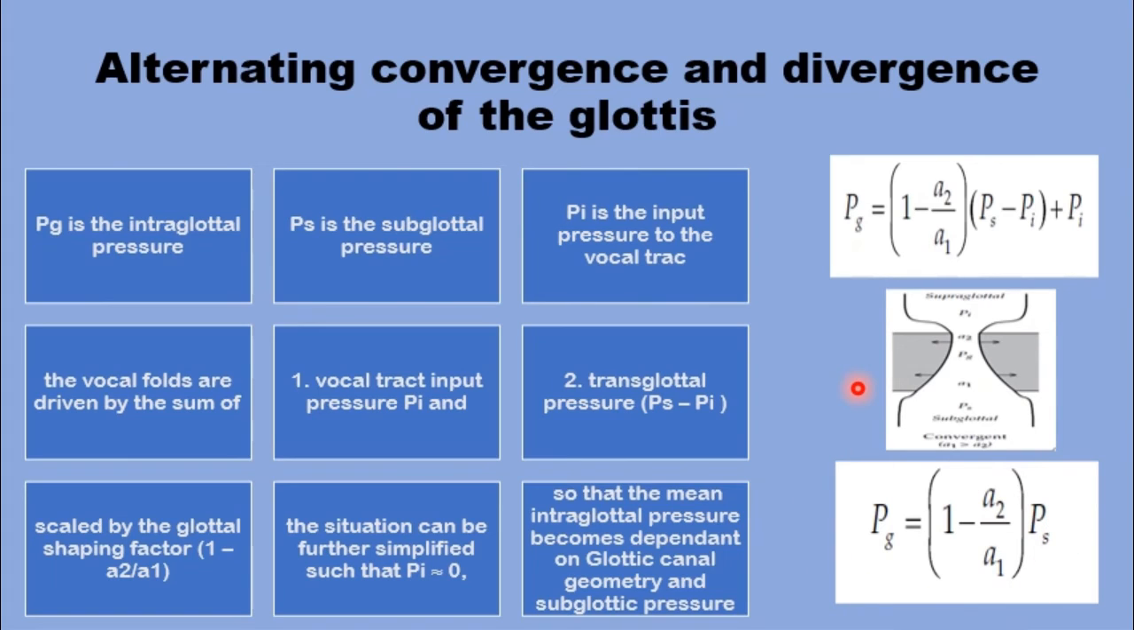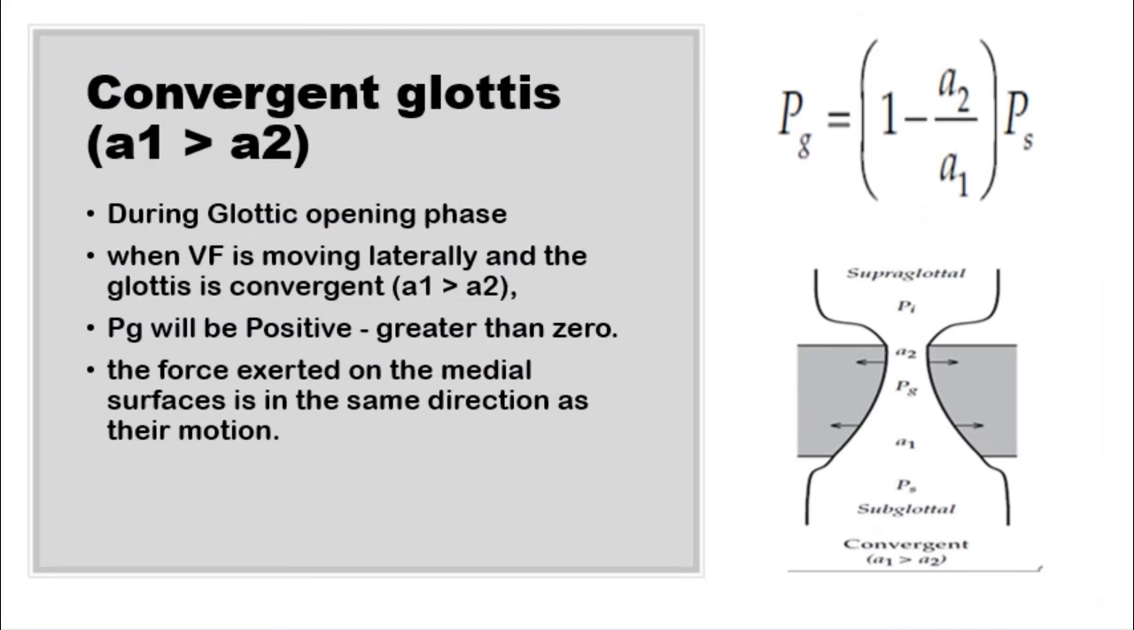And let's see how this can provide the asymmetry in the intraglottal pressure during the vibration cycle. So when this equation is applied during the opening phase of the glottic cycle, when the geometry of the glottic canal is convergent with a larger entry area than an exit area, this fraction would be smaller than 1. So this entity would be positive. The positive intraglottic pressure would help in driving the vocal folds apart during the opening phase of the glottic cycle.